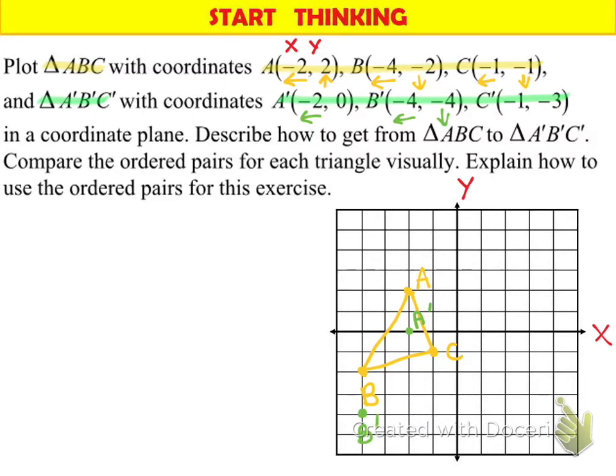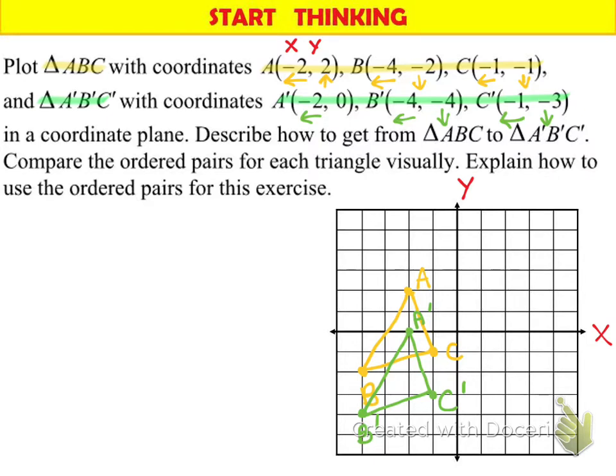And then C prime is -1, -3. So to the left 1, down 3. So to the left 1, down 1, 2, 3. Connect those dots and then highlight it in a second color as well. Are we okay with our two triangles?